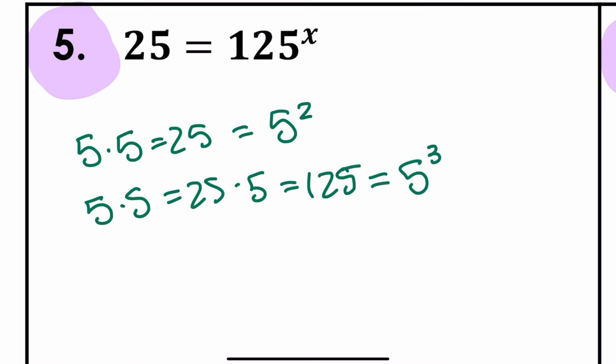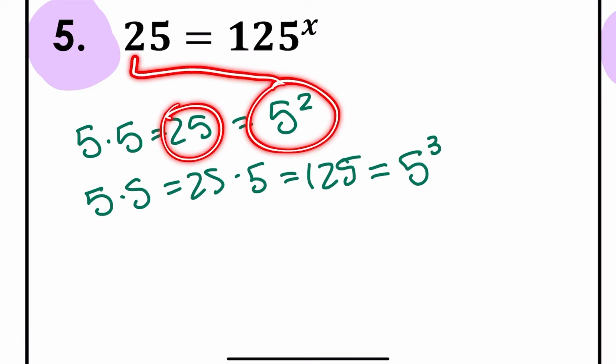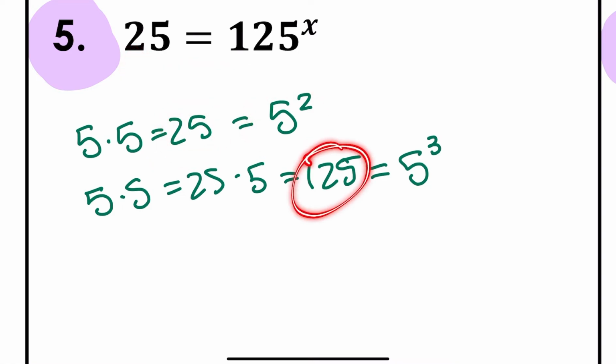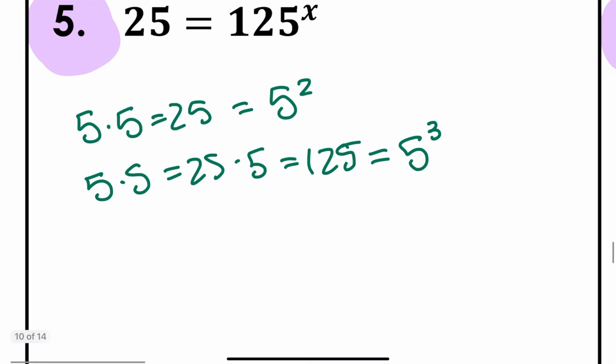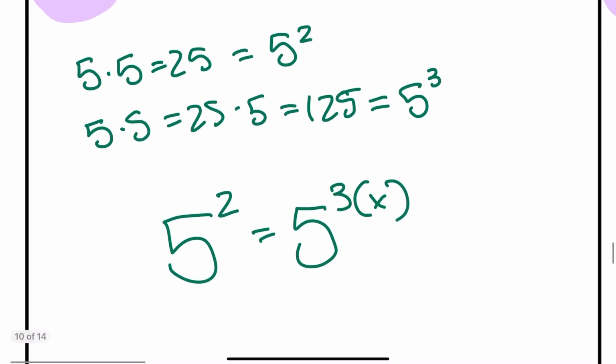All right, so the next step is replacing what we need to. 25 is the same thing as 5 to the second power, so I'm going to plug that in here. 125 is the same thing as 5 to the third power, so I'm going to plug this in for 125. Rewriting my problem: 25 was the same as 5 squared, equals 125, which is 5 to the third power, and I still have this little x up here. So I'm going to put it in here with parentheses. So we have x in parentheses right there.